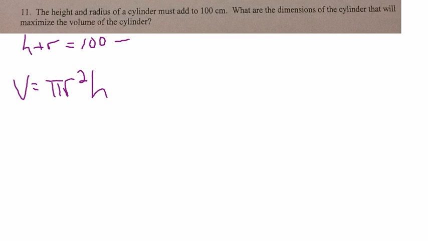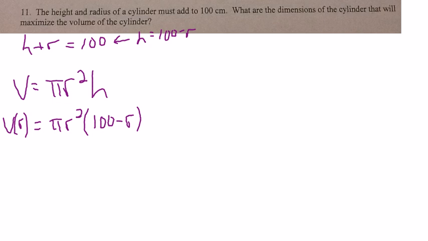From this, I know that the height is equal to 100 minus r. So I can go ahead and plug that in and get V in terms of r, and that's pi times r squared times 100 minus r.